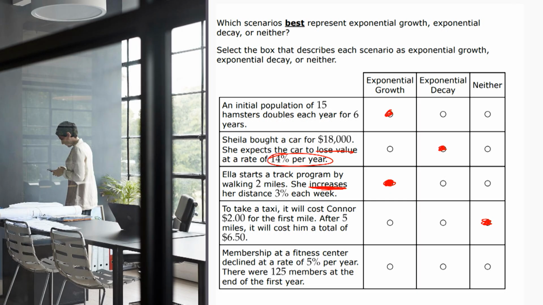Last one. Membership at a fitness center declines at a rate of 5% per year. There were 125 members at the end of the first year. So it tells me it's declining. If something is declining, it's what? It is a decay. Good job.